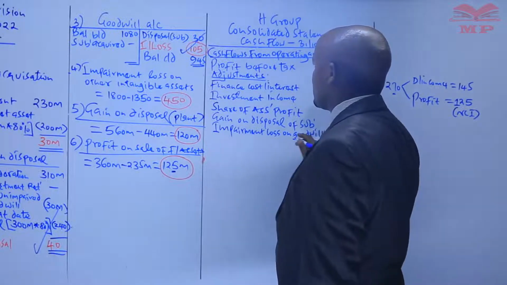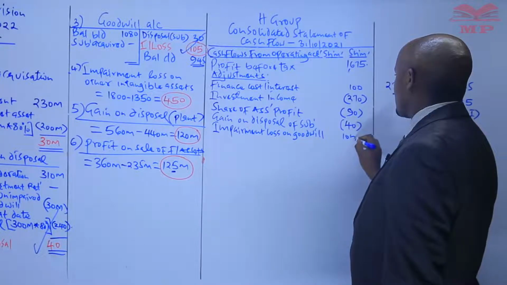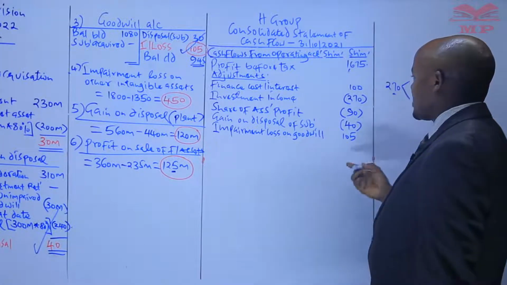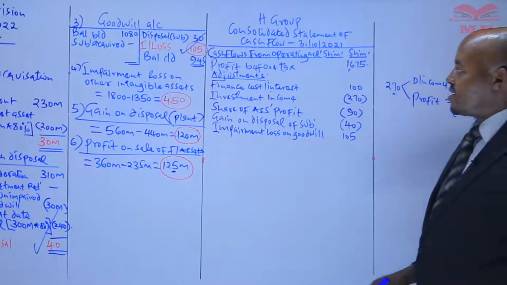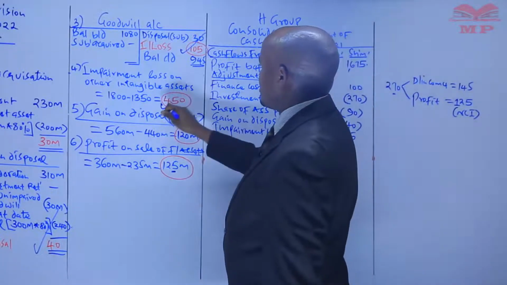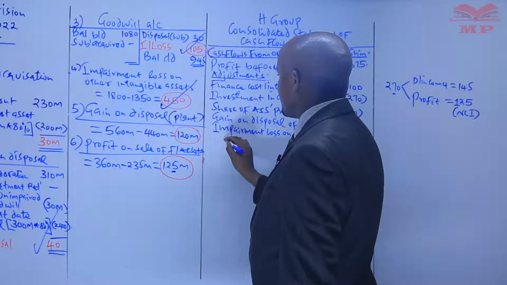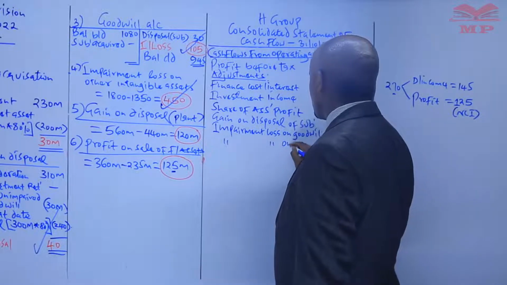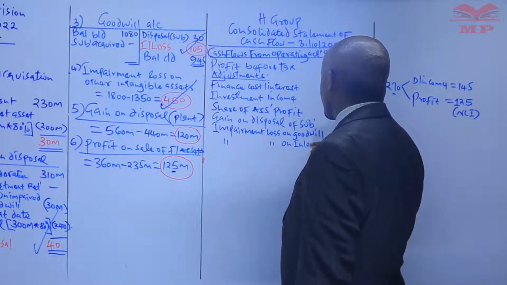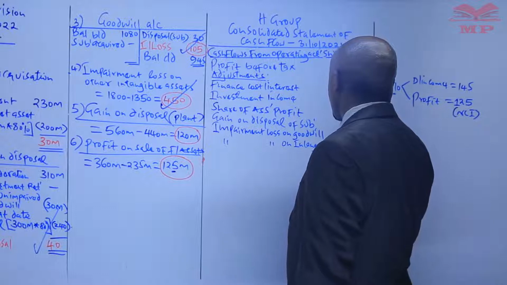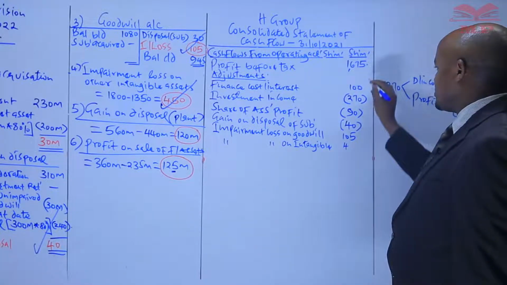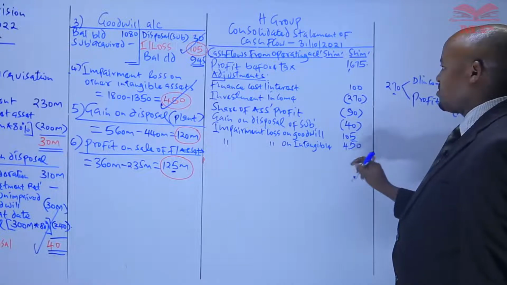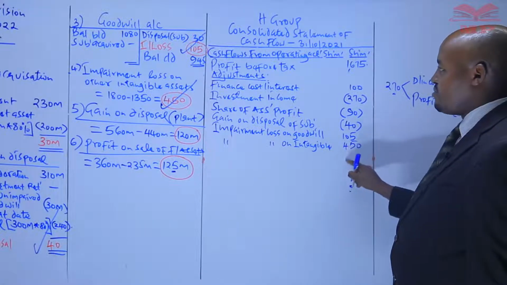Impairment loss on goodwill, how much is that? It is 105, which is an expenditure. In arriving at this, it has been deducted. What do we need to do? We add it back. So we also have this impairment loss on intangible asset, which is 450. Still, it was deducted in arriving at our profit there. What do we need to do? We need to add it back.